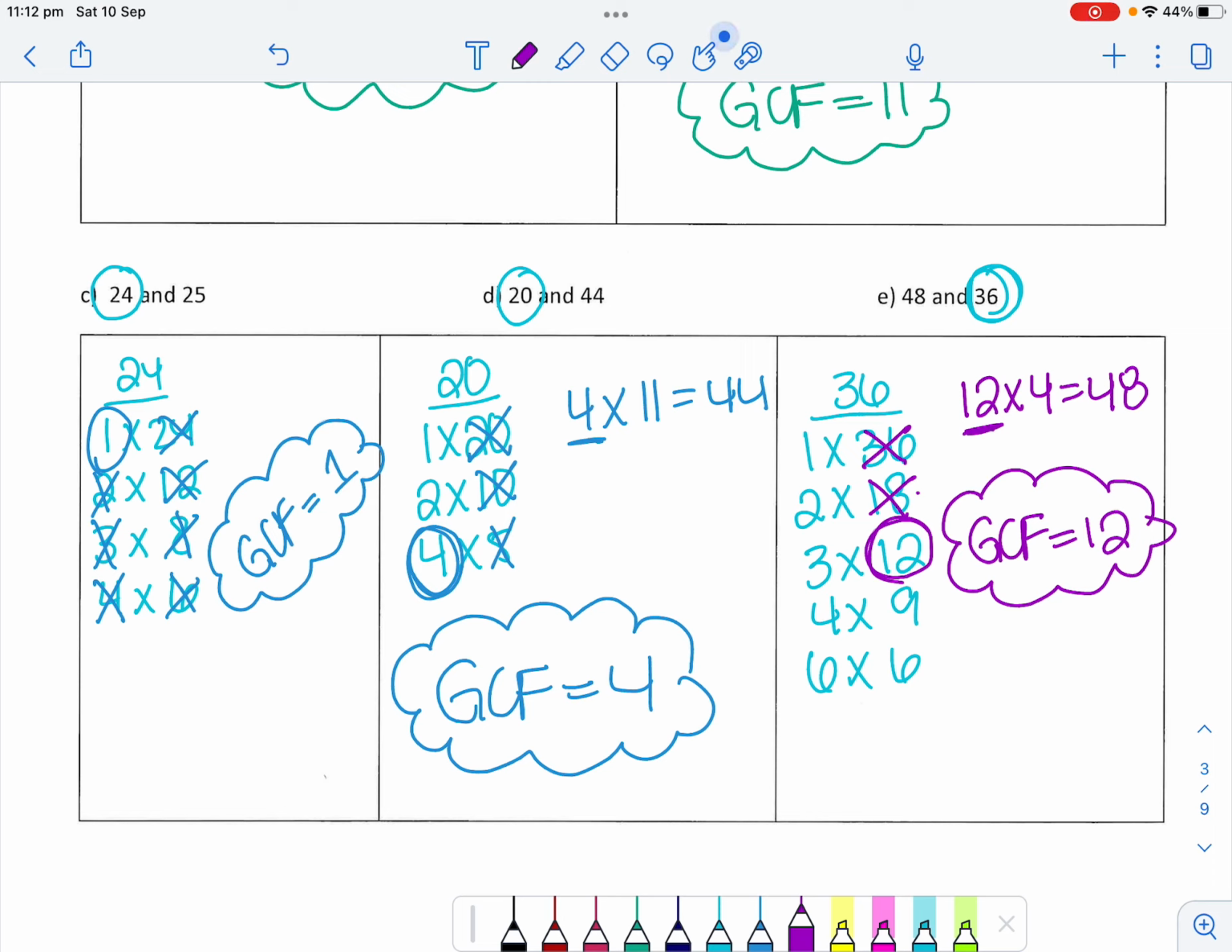Okay, so to find the greatest common factor, you're first going to list the factors of the smallest number. So we're going to start by listing the factors of the smallest number, and then you're going to start with the largest number in that list and ask if it's a factor of the other number or numbers until you get one that works for every number in the group, and that is your greatest common factor.